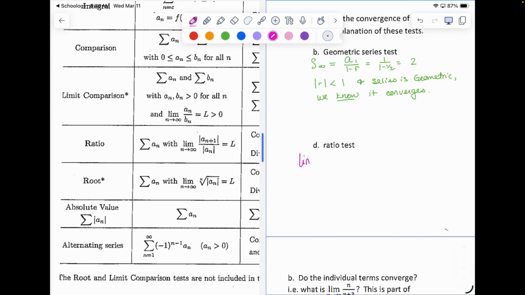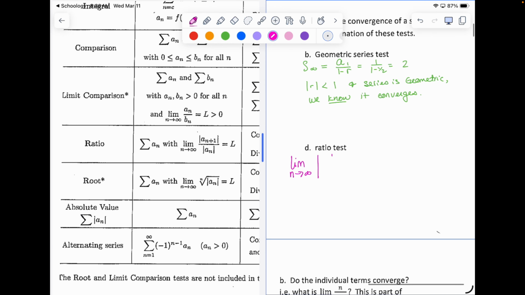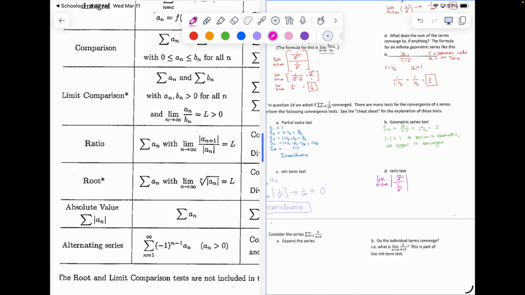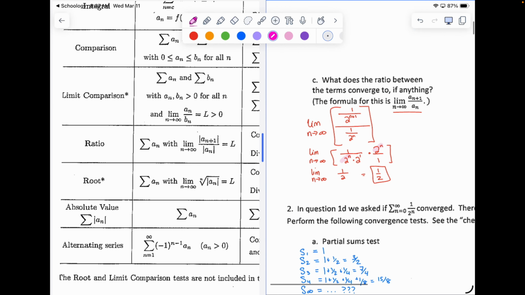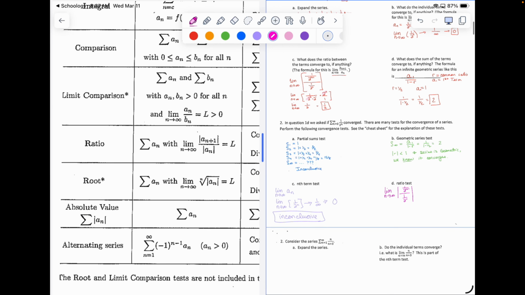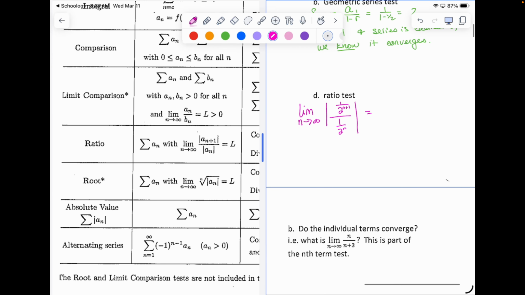So the limit as n approaches infinity of the absolute value of 1 over 2 to the n plus 1 over 1 over 2 to the n. We already spent a lot of time figuring out what that equaled, right? We figured out this formula for the ratio up above. We know that that equals 1/2.